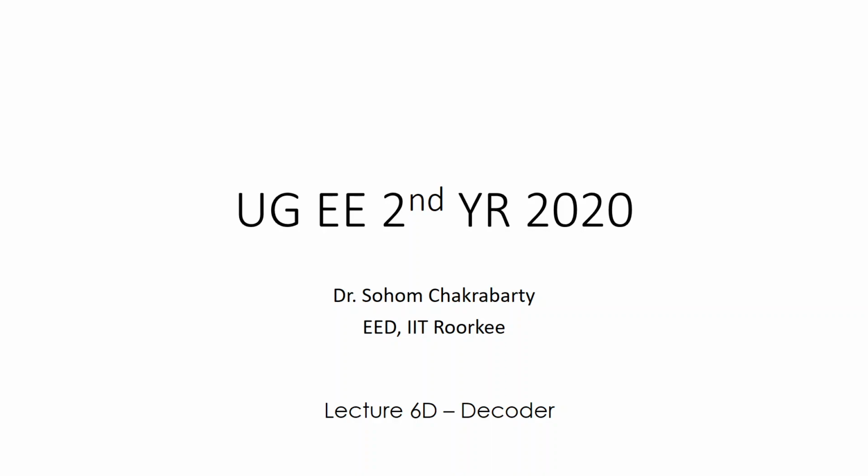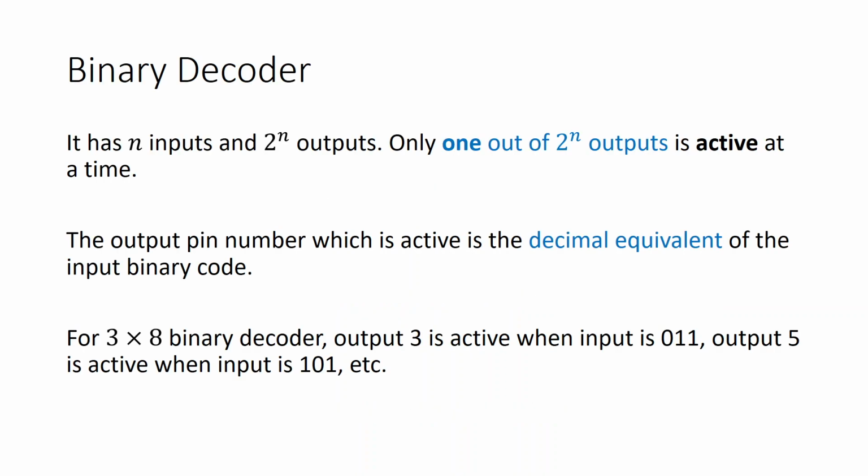So, let us see how this is very useful. First we have to understand the decoder. So, first we take the decoder in this lecture. What is the decoder? Let us understand what is the binary decoder. The binary decoder will basically have n number of inputs, and these n inputs are like the n bits of a binary word.